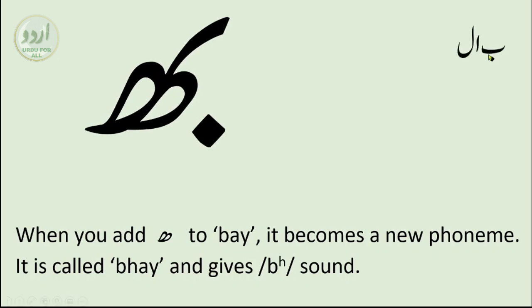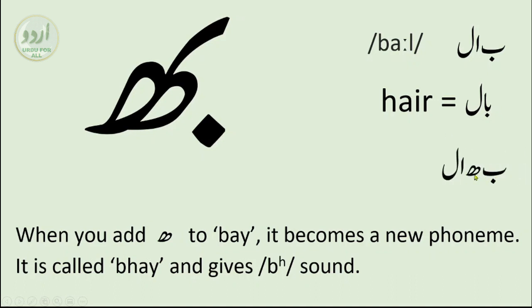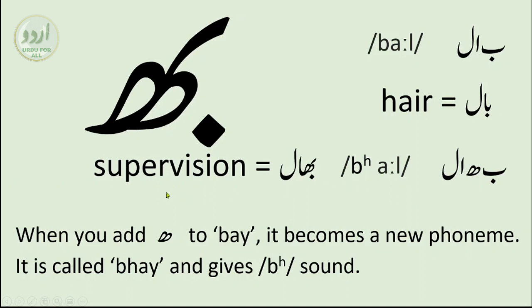That says B, A, L. Bal. Bal means hair. Now look at this now. Be, do chashmi hai join together, become Bh sound. Alif A and Lam L. So that's Bhal. Bhal means supervision. So Bal and Bhal.